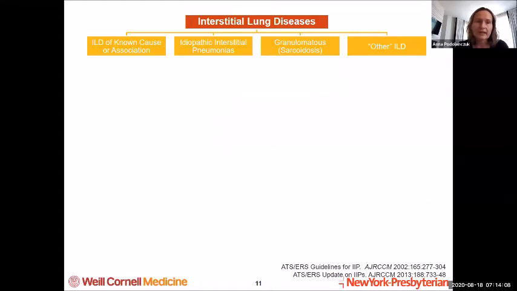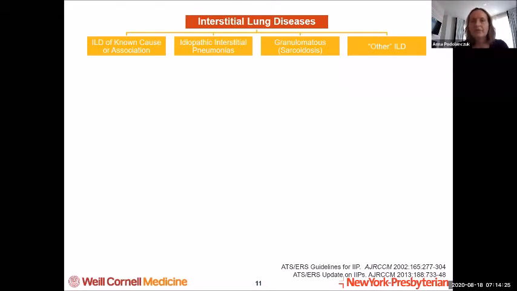So with that in mind, interstitial lung diseases can be broadly categorized into 4 categories. The first one is interstitial lung diseases of known causes or association. The second one is idiopathic interstitial pneumonias. The third are granulomatous interstitial lung diseases, which mainly includes just sarcoidosis.